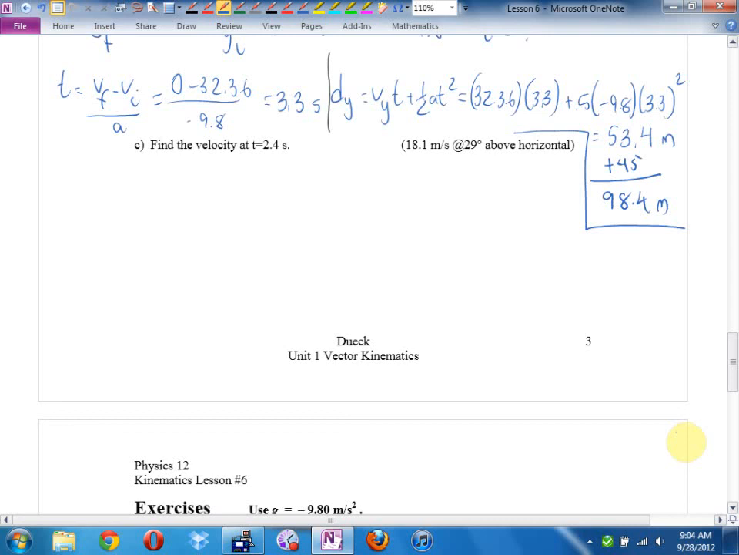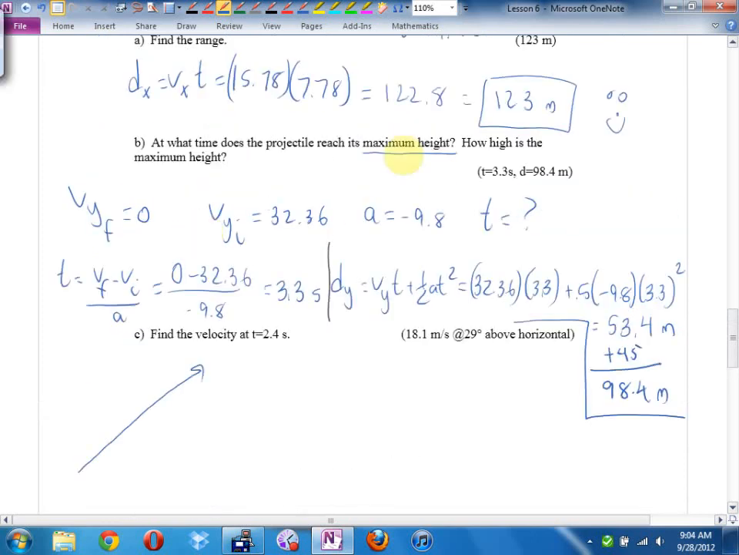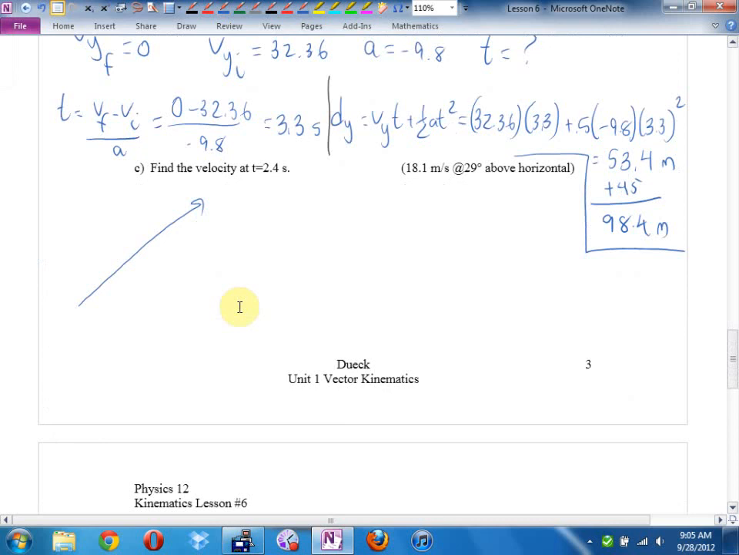Okay. What would that look like? Probably something like that. Well, I'm not sure. It could be on its way down. Oh, wait a minute. How long did it take to get to the very, very top? John, so at 2.4 seconds, is it on its way up or is it on its way down? So that's a good enough picture. They want me to find this.